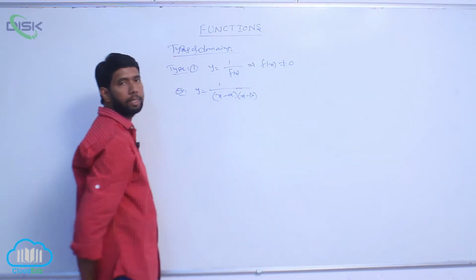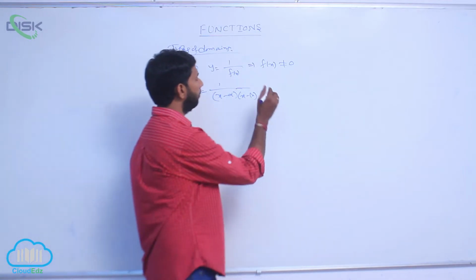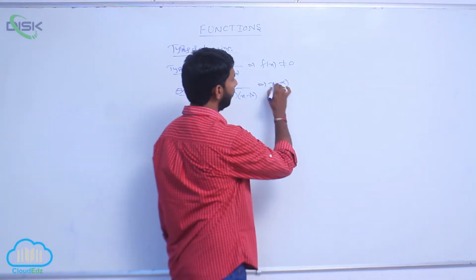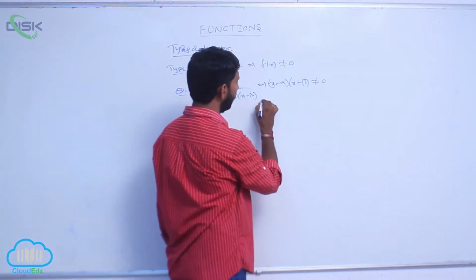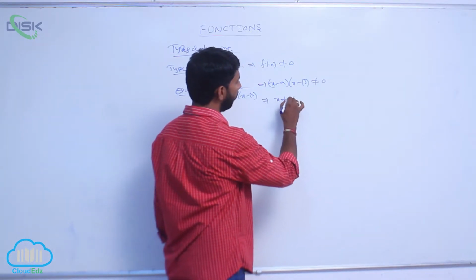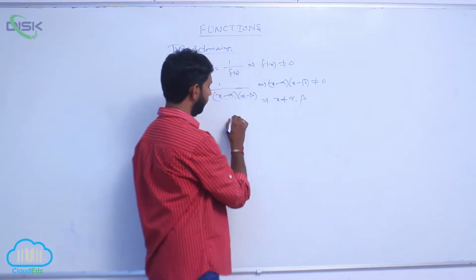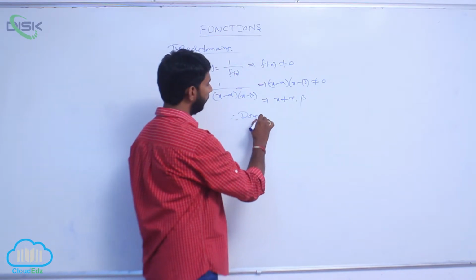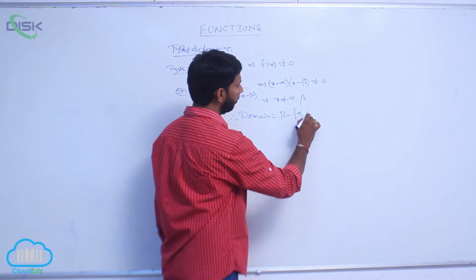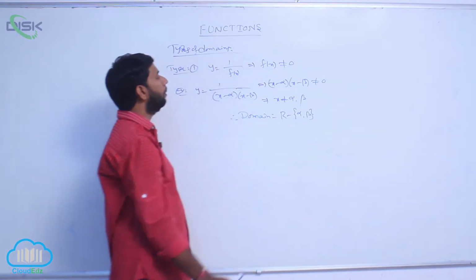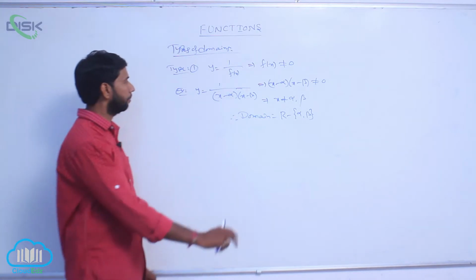That implies here denominator not equal to 0. That implies x minus alpha and x minus beta not equal to 0. That implies x not equal to alpha comma beta. Therefore, domain of f is equal to R minus of alpha comma beta. Except alpha comma beta, the function exists.